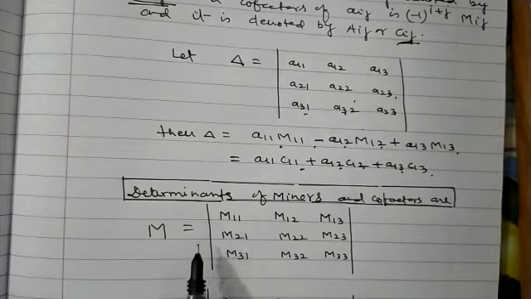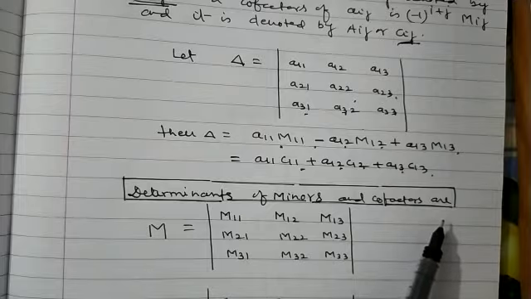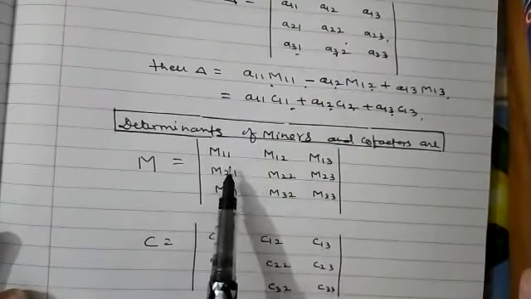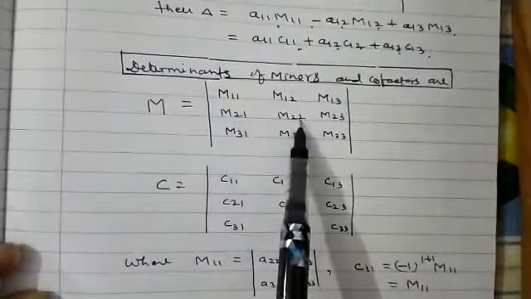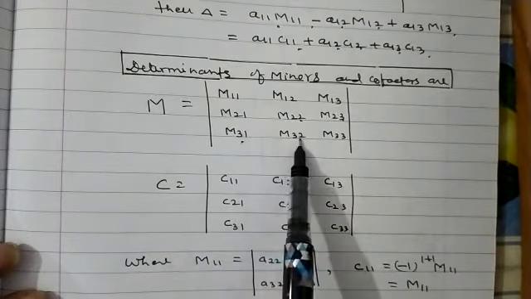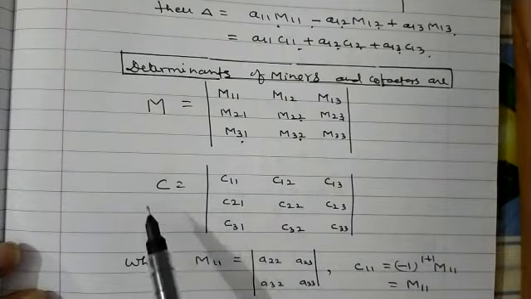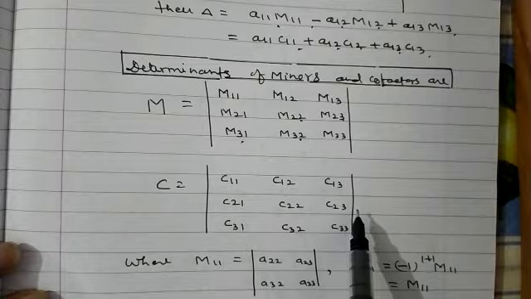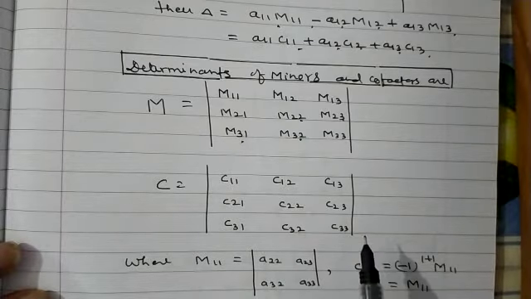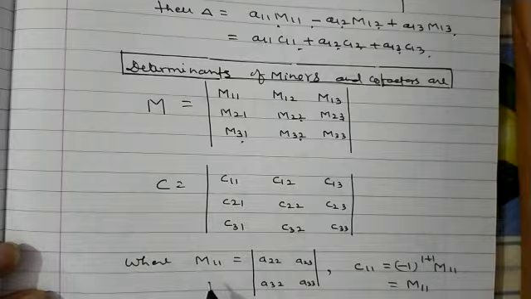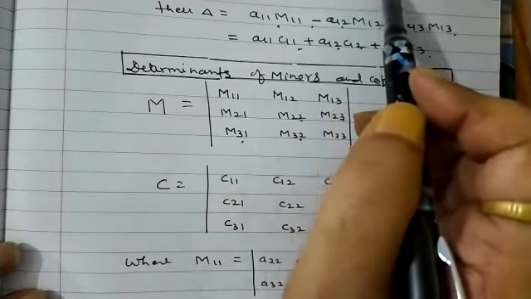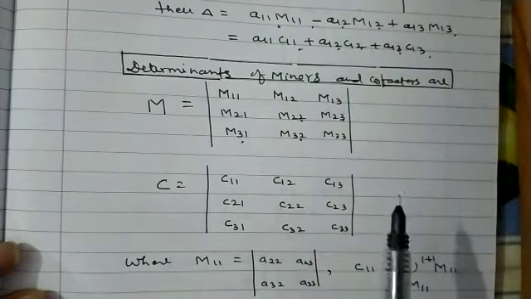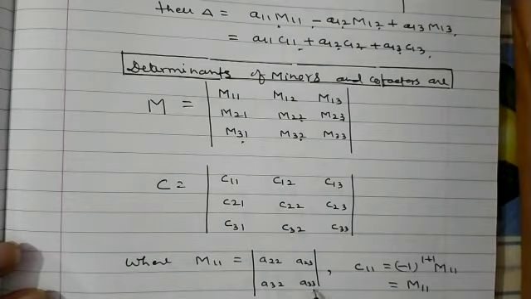Now try to understand. The determinants of minors and cofactors are here. This is the determinant of minors: M11, M12, M13, M21, M22, M23, M31, M32, M33. And its cofactors are C11, C12, C13, C21, C22, C23, and C31, C32, C33. So where M11 is the determinant of A22, A23, A32 and A33. This is the value of M11.